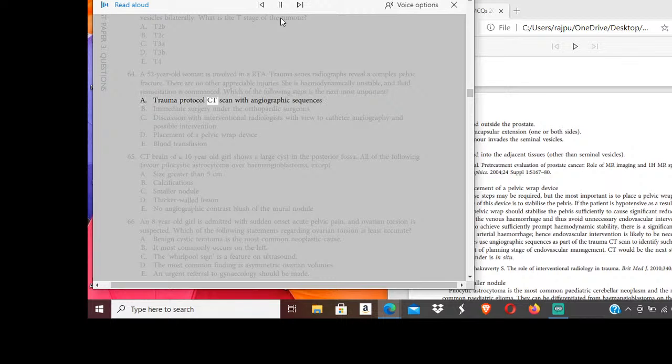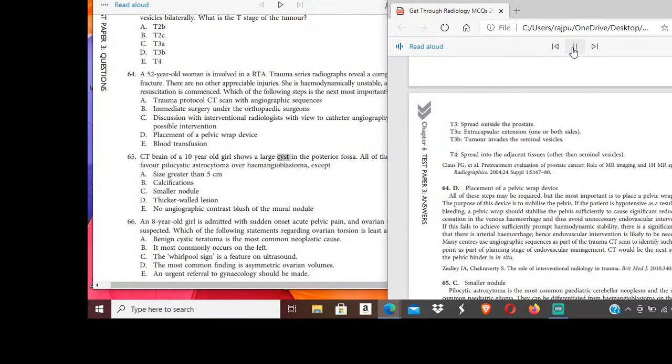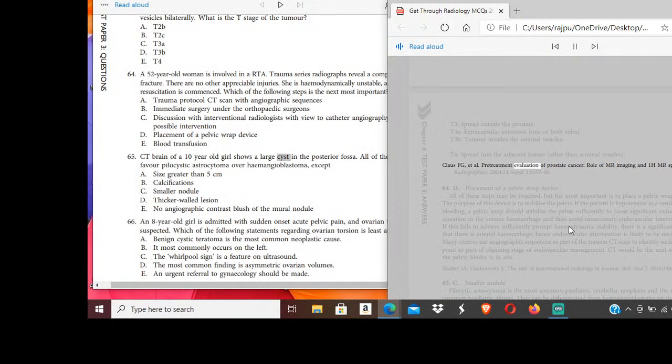A. Trauma protocol CT scan with angiographic sequences. B. Immediate surgery under the orthopedic surgeons. C. Discussion with interventional radiologists with a view to catheter angiography and possible intervention. D. Placement of a pelvic wrap device. E. Blood transfusion.